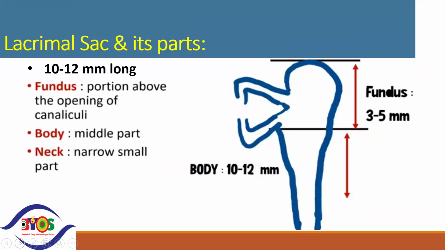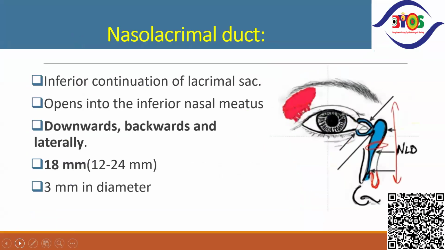Now comes the lacrimal sac. It has three parts: the fundus, body, and the neck. It is 10 to 12 millimeter long. The fundus is 3 to 5 millimeter, and the body is 10 to 12 millimeter. The nasolacrimal duct, the inferior continuation of the lacrimal sac, opens into the inferior nasal meatus by going downwards, backwards, and laterally. It is 18 millimeter long and 3 millimeter in diameter.